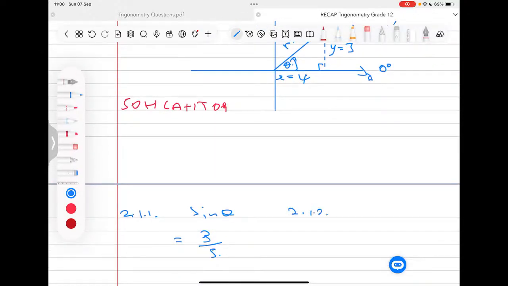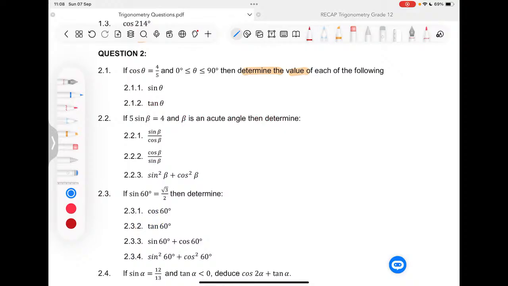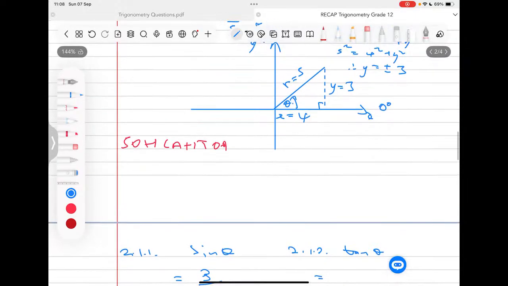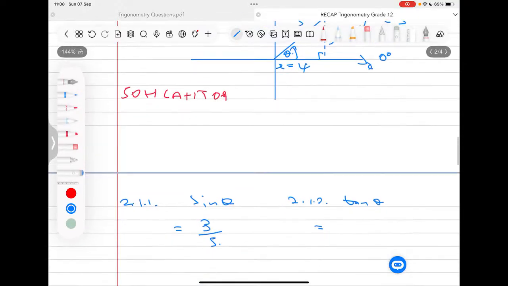Then the next question, we are given the tan of theta. So if you want to solve this, you will say tan is opposite over adjacent, meaning the side opposite the angle over the adjacent side. So that will be 3 over 4. I hope you are following and it makes sense, right?